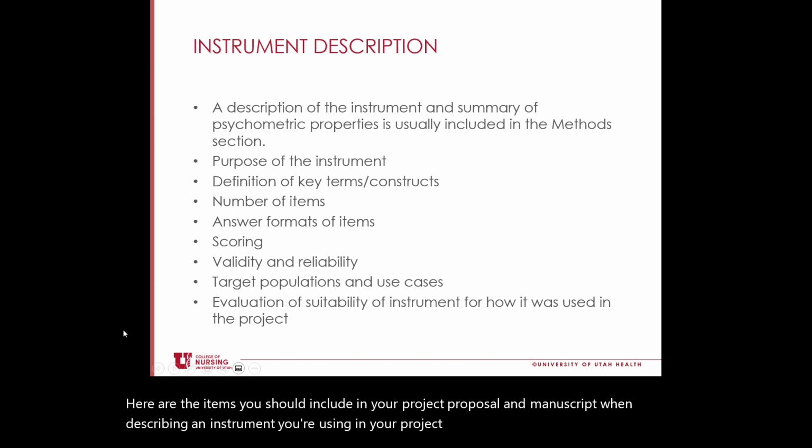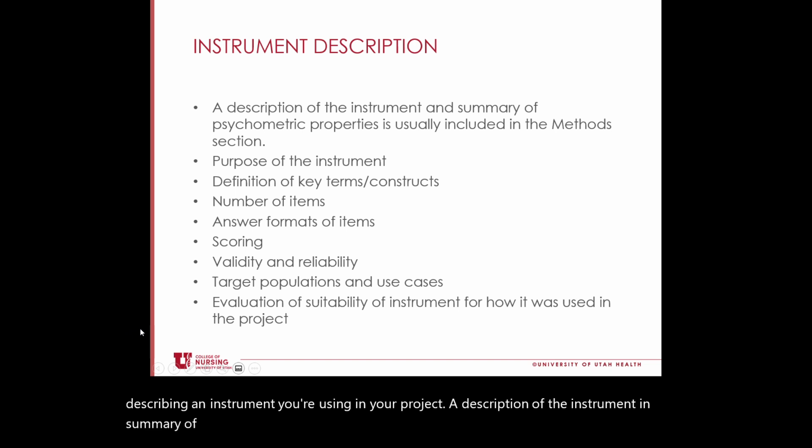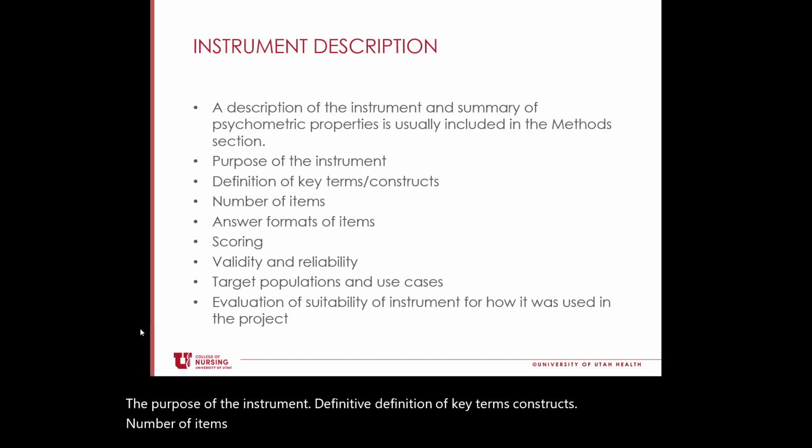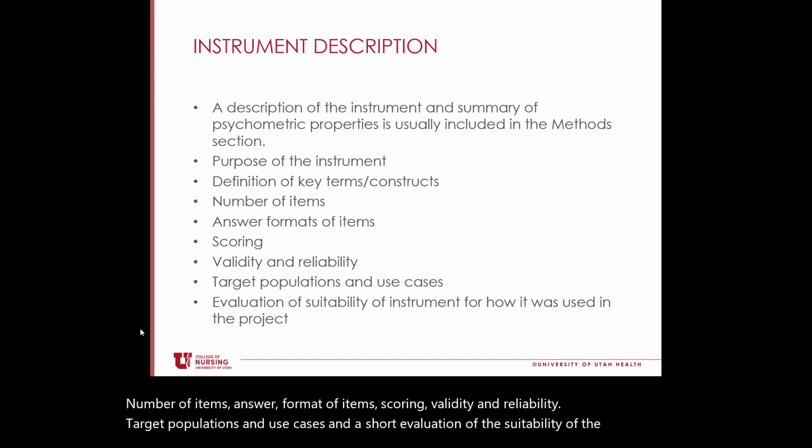A description of the instrument and summary of the psychometric properties is usually included in the methods section. The purpose of the instrument, definition of key terms, constructs, number of items, answer format of items, scoring, validity and reliability, target populations and use cases, and a short evaluation of the suitability of the instrument for how it was used in the project.